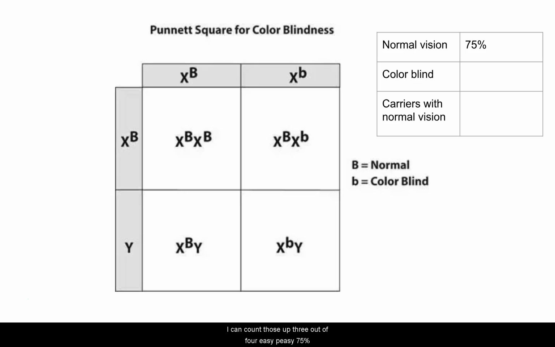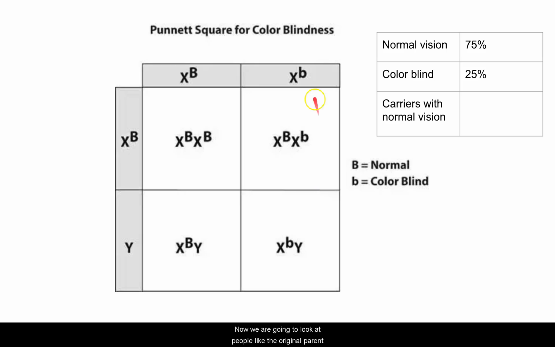You can count those up. 3 out of 4, easy peasy. 75% have normal vision. The only one that is colorblind is this male down here. He's got the little b. So that's 1 out of 4 of their children who will be colorblind, or 25%. So 25% are colorblind.